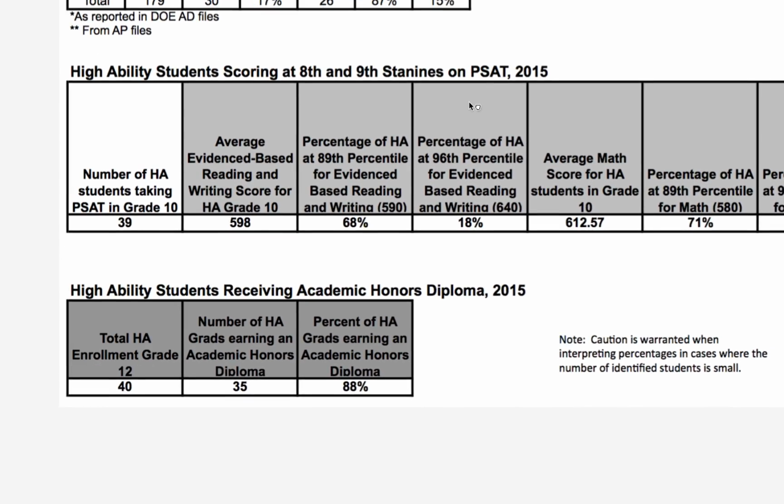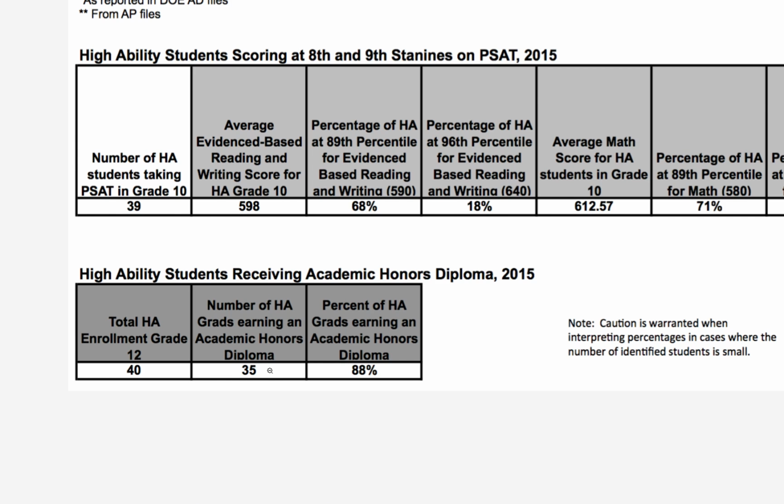And finally, down at the bottom, you can see the number of high ability kids who are receiving an academic honors diploma. And in this district, 88%. Now there's really no reason that isn't 100% for all districts. I mean, if you look at what is required for an academic honors diploma, those are expectations that we would think our high ability kids could certainly reach. So if that's a lower percentage than expected, again, that would indicate that you need to look into the course taking patterns for those kids and encourage them to take more rigorous options.